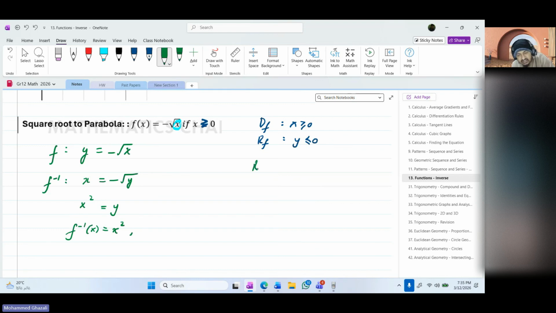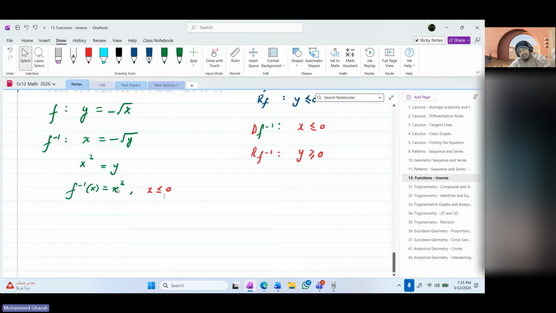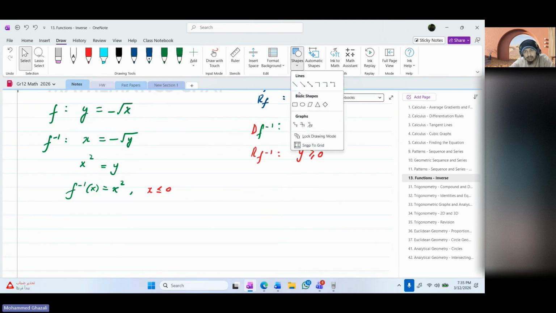What is the restriction? What's the domain of f inverse? And what's the range of f inverse? The domain of f inverse is x is less than or equal to 0. The range of f inverse is y is greater than or equal to 0. So what's the restriction here for the domain? X must be less than or equal to 0. Okay. Now, in other words, it's the left side of the parabola.